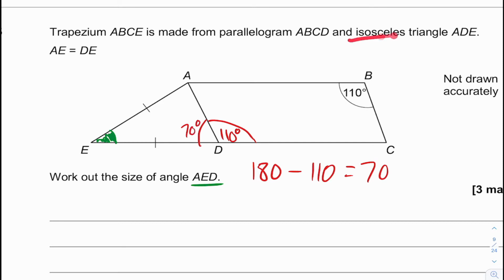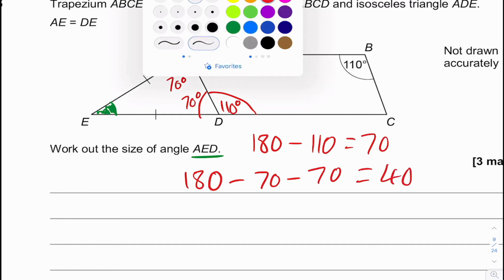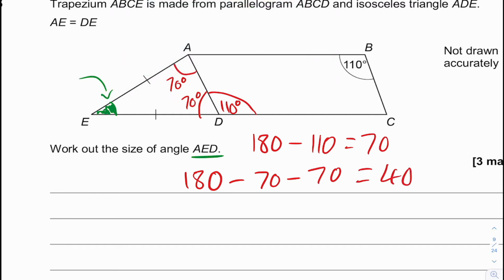We are then told we've got an isosceles triangle, ADE, and the rule for an isosceles triangle is that the two bottom angles, so these angles here and here, the two angles at the base of the triangle, are always equal to each other. So this angle here is also 70 degrees. We then know that there's 180 degrees in a triangle, so we do 180, take away our two 70s that we already know, to leave us with 40. So therefore we have worked out that angle AED is equal to 40 degrees.